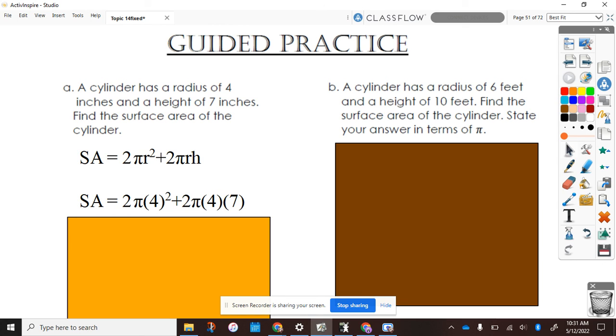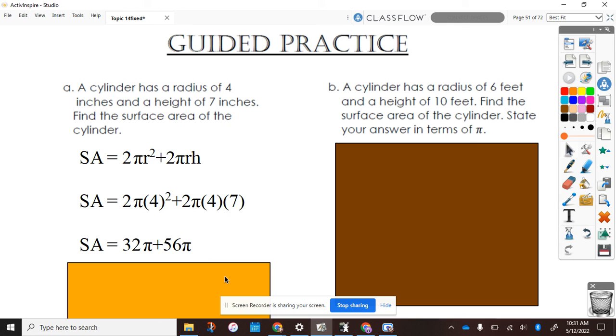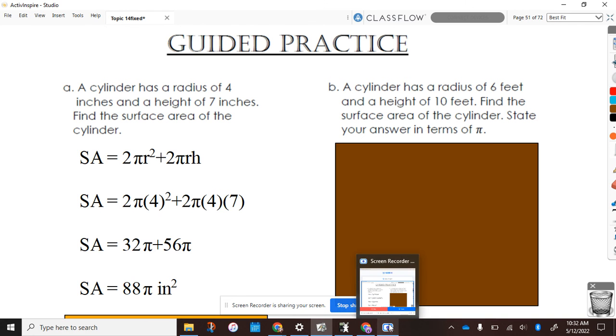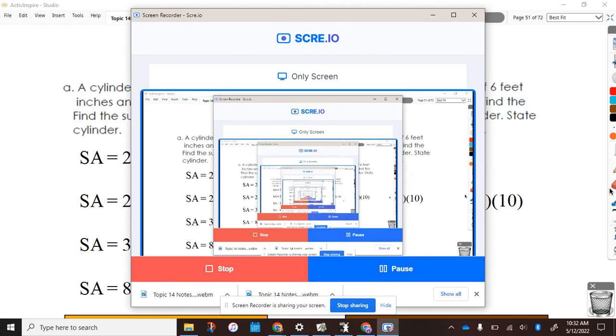So that one, we just had that same problem, right? The first piece of this is going to be 32 pi. Then we've got 2 times 4 times 7, which is 8 times 7. So we've got 32 pi plus 56 pi. Okay, if we're finding it in terms of pi, we just add those together and we get 88 pi. All right, right now, I want you to pause the video and try problem B on your own and then compare it to mine at the end.